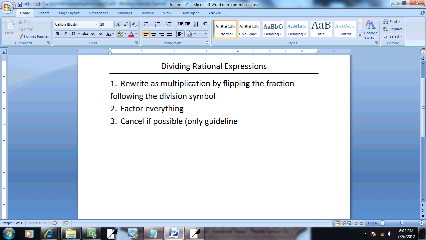Only guideline is one is on top and one is on the bottom, and they are exactly the same.